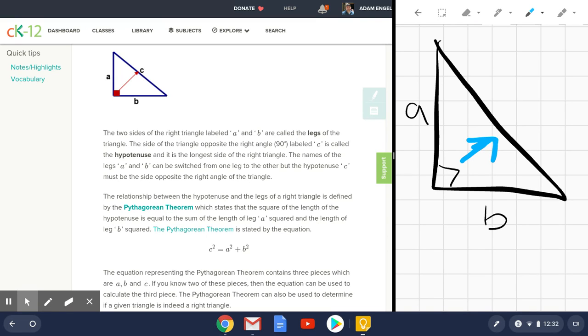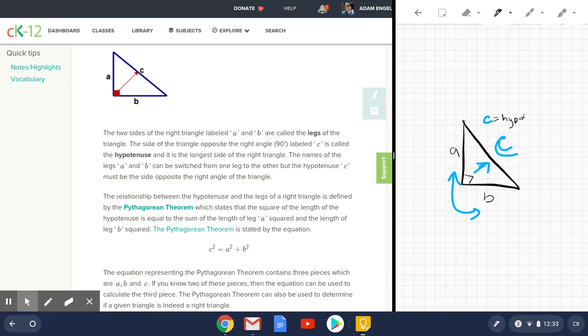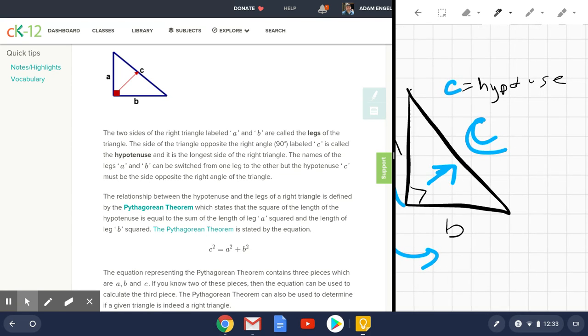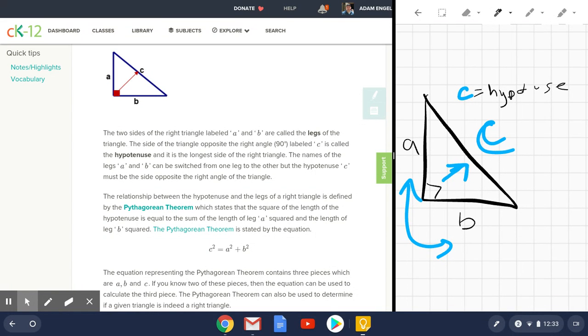I've drawn an arrow that points at that. And this is always the longest side of the right triangle, always. The names of the legs A and B can be switched from one leg to the other. So A and B, those we can switch if we want to. But C must always remain the same. C is always going to be the hypotenuse, okay? So C equals hypotenuse. Right? C is always equal to the hypotenuse.